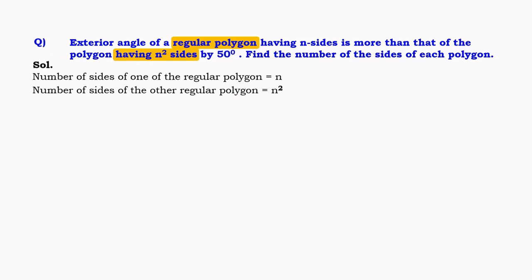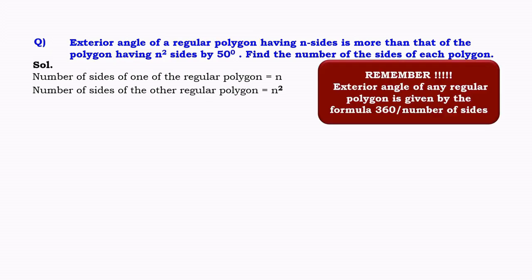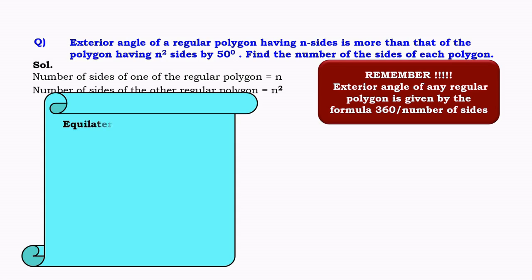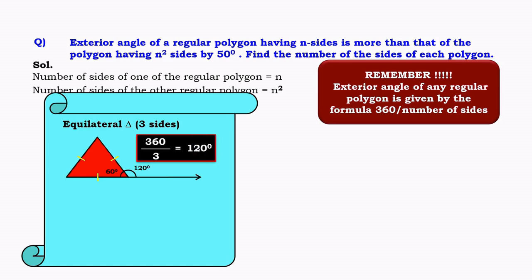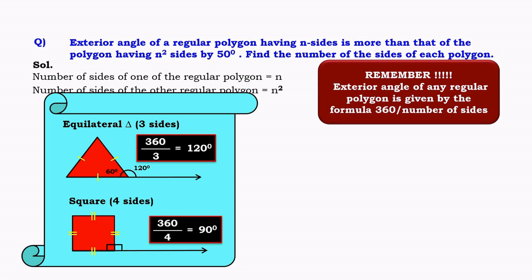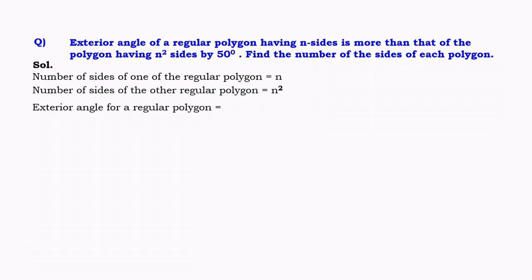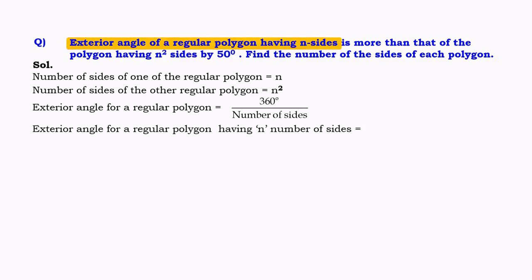Remember an important formula. The exterior angle of any regular polygon is equal to 360 degrees divided by the number of sides. For an equilateral triangle, the exterior angle is 360 divided by 3, which is 120 degrees. For a square, the exterior angle is 360 divided by 4, which is 90 degrees. Using the same formula, the exterior angle of the polygon having n sides is 360 divided by n. The exterior angle of the polygon having n squared sides is 360 divided by n squared.